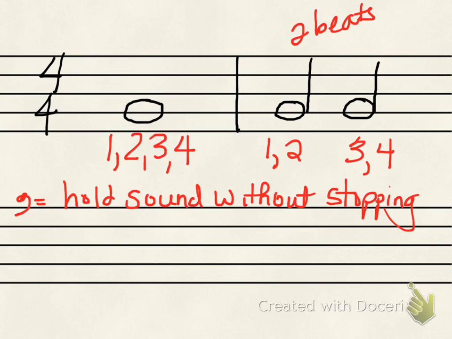The half note, we have two half notes. The first one is two beats, one, comma, two. The sound stops after two beats, so there's no comma. And then the next half note picks up on the third beat. And it lasts for two beats also. Three, comma, four. Ba, ba.